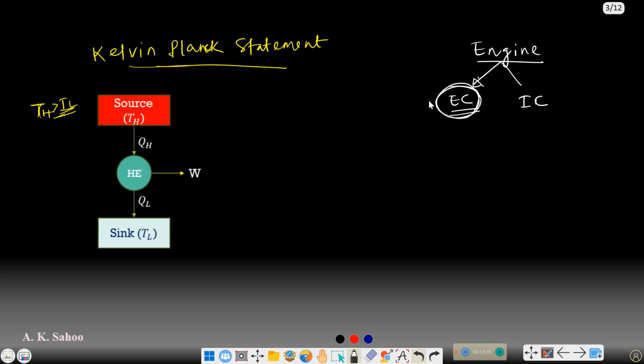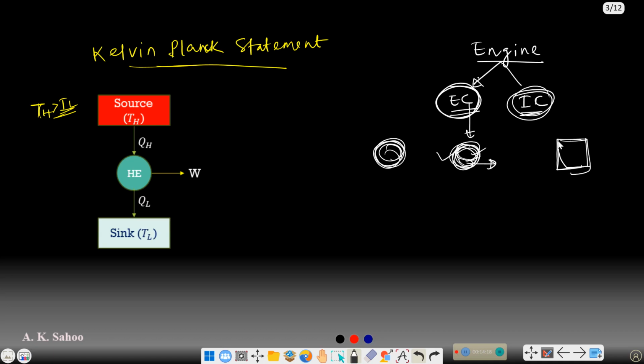External combustion simply means the combustion happens outside the engine. Where we are producing work, at that place there will be no combustion. If I am producing work here, then combustion will not happen in this particular region. It may happen somewhere outside this device. And in an internal combustion engine, combustion happens inside the engine itself. That simply means inside the device where we get work as output, combustion happens in that device itself. I hope this is clear.